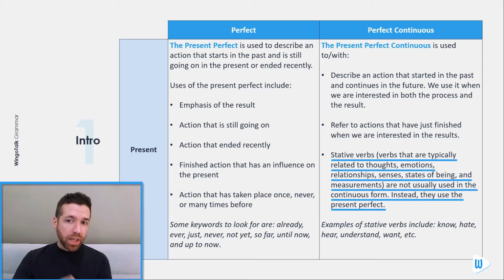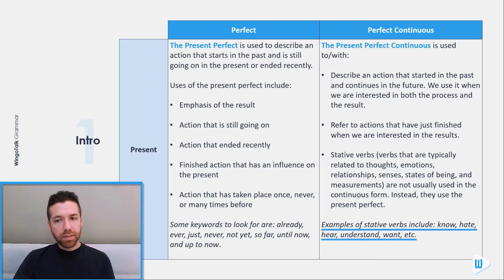We use it for stative verbs, verbs that are typically related to thoughts, emotions, relationships, senses, states of being, and measurements. Stative verbs are not usually used in the continuous form. Instead, they use the present perfect. Examples of stative verbs include know, hate, hear, understand, want, and so on.